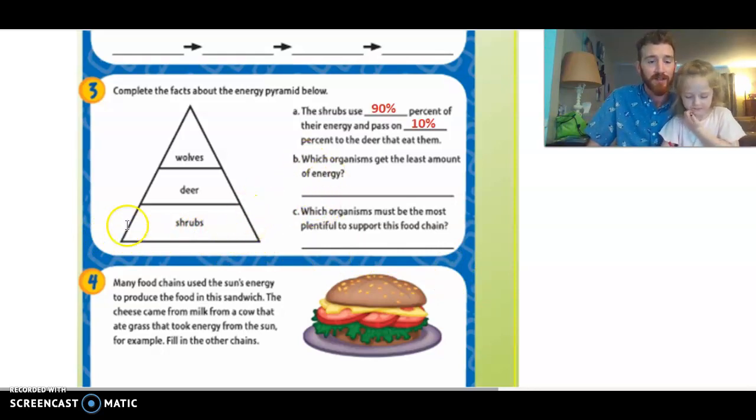So as you answer B and C, just look here, see where's my smallest amount. The least amount would be where the top is, right? So think about what organism that is.